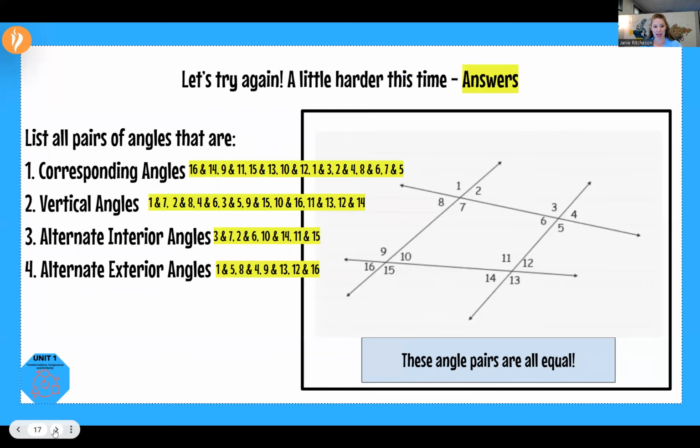All right, and there are the answers. Once again, if you see an error, please let me know. It wasn't on purpose, I promise.